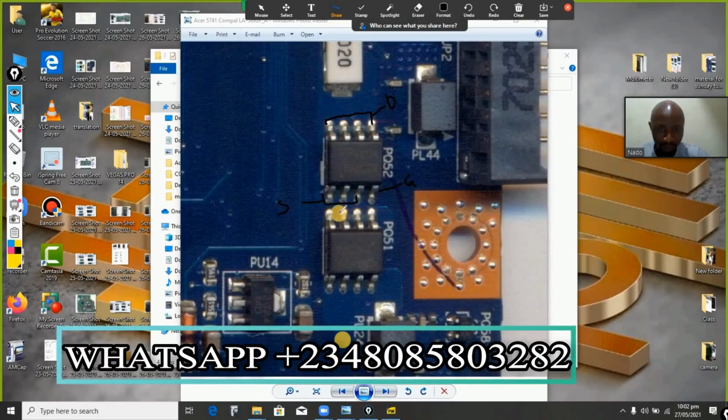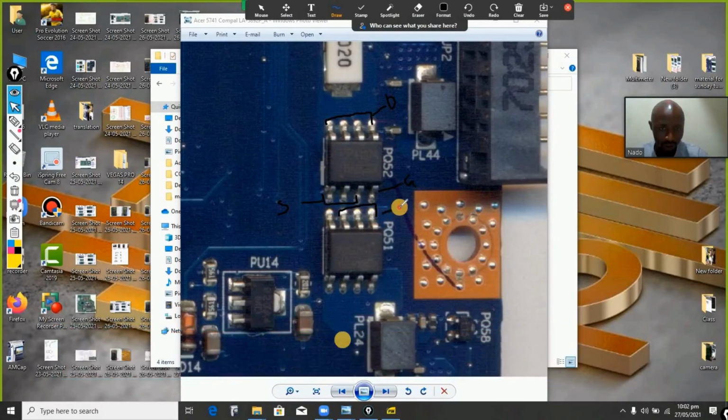Look at this one as well. These 3 pins are together. So this is the source for this part. And here we have 4 legs together. This is the drain for this part. And here, this is the gate for this part.